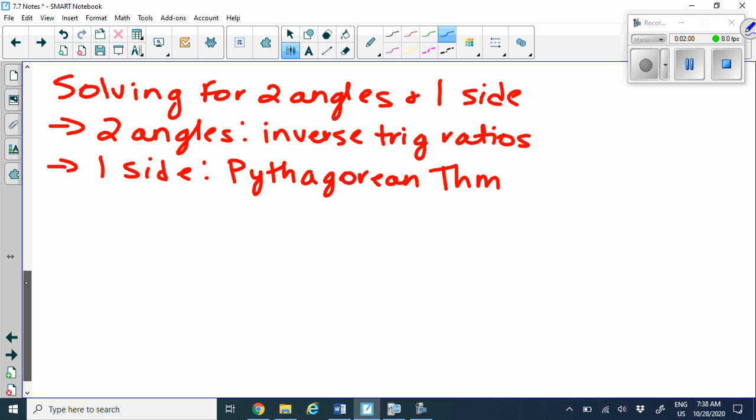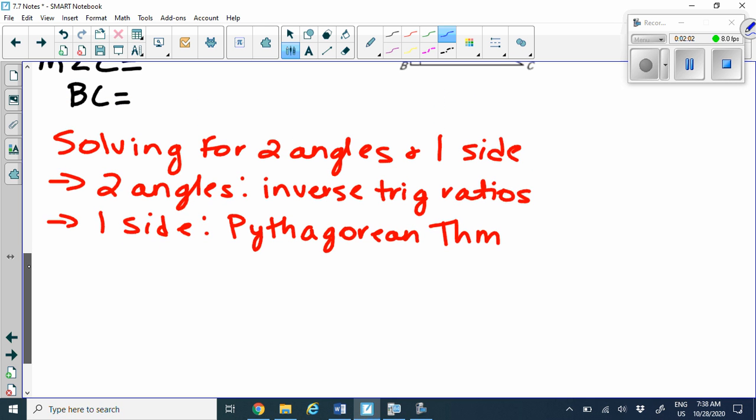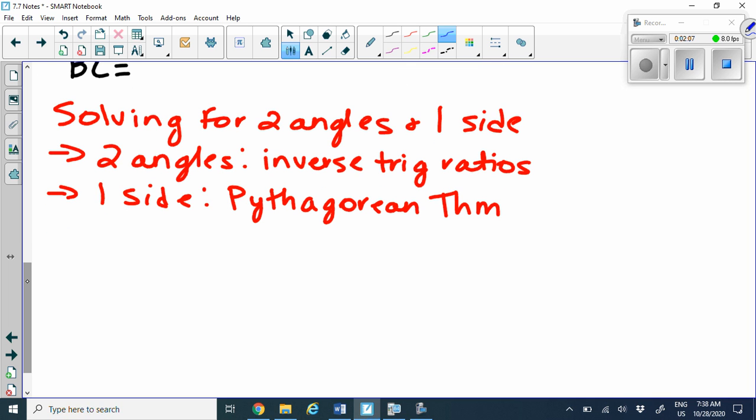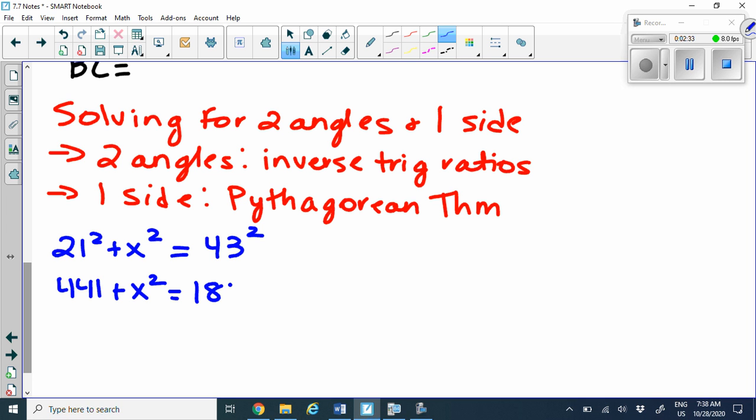Okay, so here, trying to find our values, I'm going to make BC as X, so I know I need to solve for that side. So we have 21 squared plus X squared equals our hypotenuse. So remember, C is always our hypotenuse, it's the largest side. So now we plug this into our calculator, so we're going to do 21 squared, so that's 441, plus X squared equals 43 squared, which is 1849.